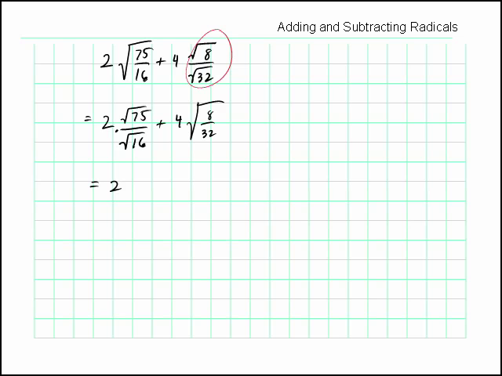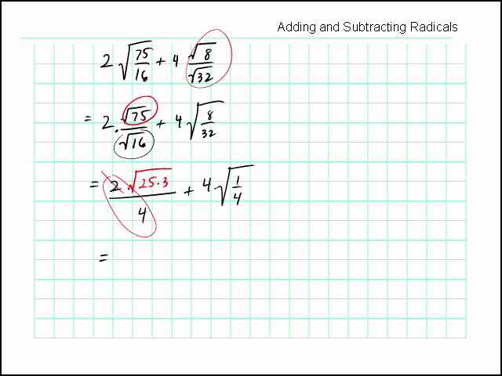2 times the square root of 75 is the square root of 25 times 3. The square root of 16 we know is just 4. Over here this is 4 times the square root of 8 over 32 reduces to 1/4. Let's do some reducing now. 2 over 4 reduces to 1/2.